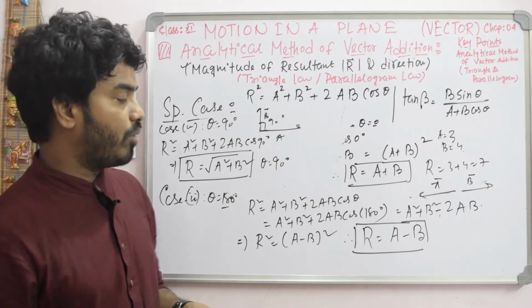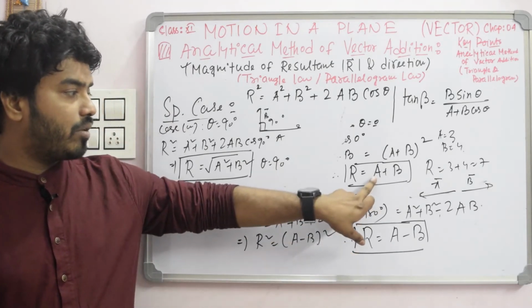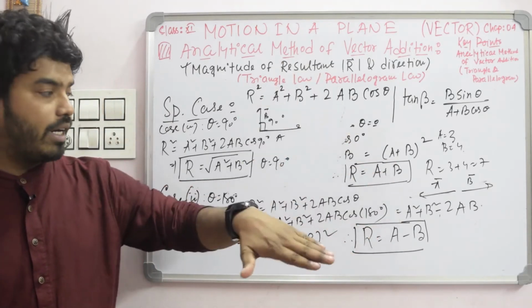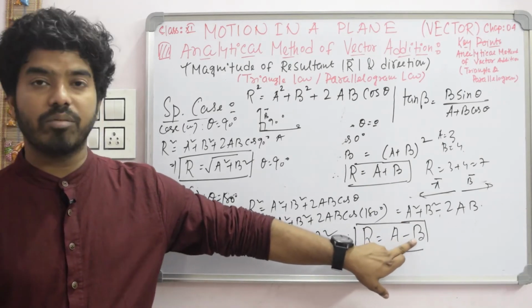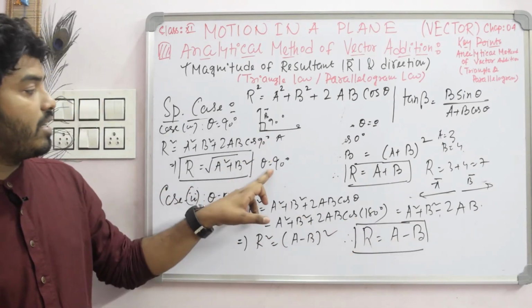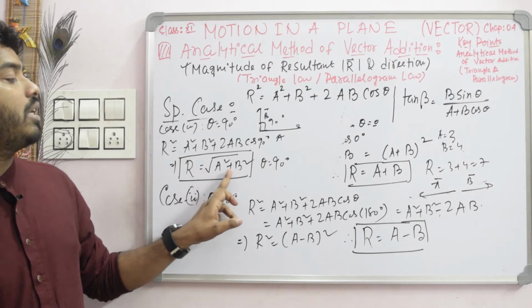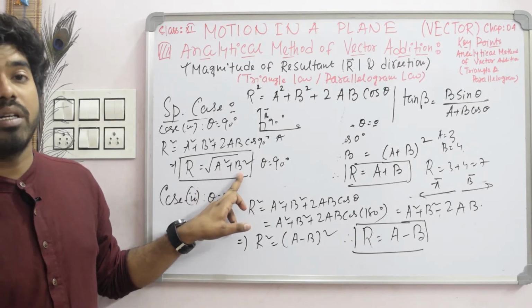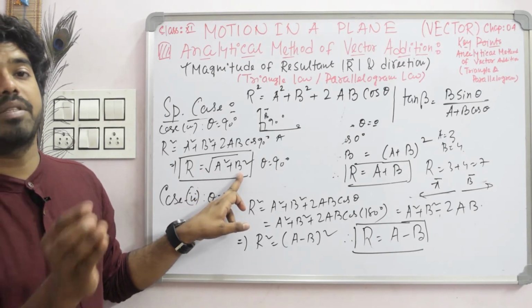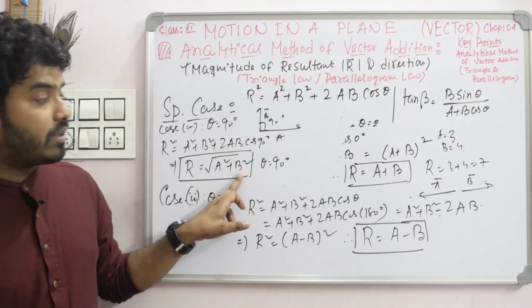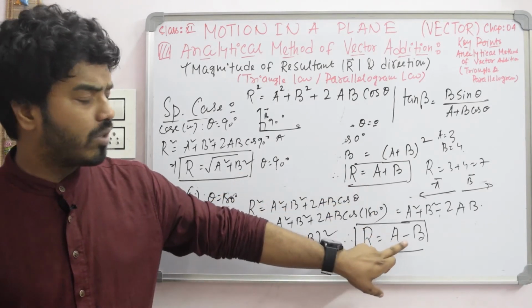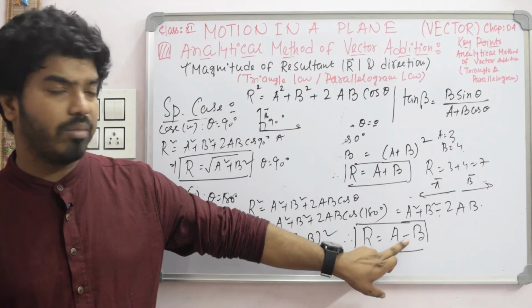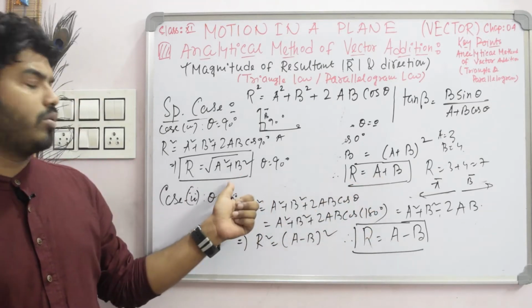So you just see, when theta is equal to 0 degree, R is equal to A plus B. When theta is equal to 180 degree, R is equal to A minus B. And when theta is equal to 90 degree, R is equal to root under A square plus B square. So under what condition does the resultant give the maximum value? You just see the three equations. This one does not give the maximum value because there is a minus. It is this one or this one.